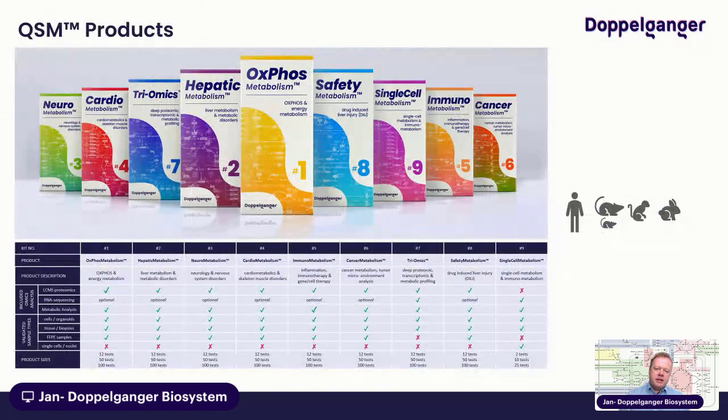The QSM is available in 9 flavors. Our most important product is the OXPHOS metabolism, but we also look at liver metabolism. We have a few additional parameters here where we look at beta oxidation, for example. The Triomics kit focuses on the integration of metabolic phenotyping data with transcriptomic and with proteomic data. Cardiometabolism obviously is used in cardiology.